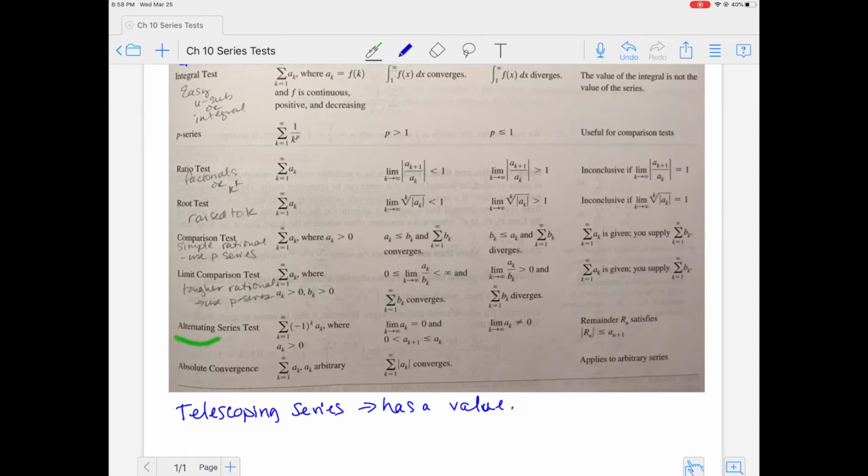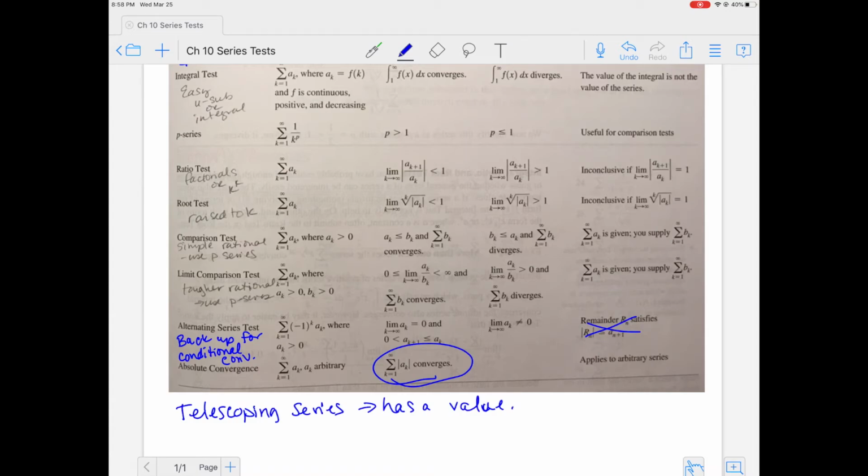Your alternating series test, this is your backup. Backup for conditional convergence. All right? Your absolute convergence is where you have to take that absolute value. Absolute convergence implies convergence, right? Okay. I'm not worried about the remainder for this one.